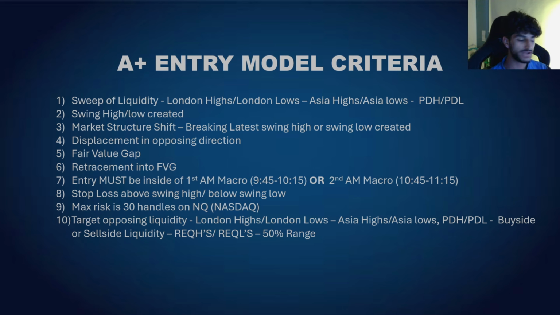And number 10 on our checklist is we're always targeting opposing liquidity, such as London highs or lows, Asia highs or Asia lows, previous day highs or previous day lows, buy side or sell side liquidity, relative equal highs or relative equal lows, or even better, equal highs or equal lows, or the 50% range, which is called the equilibrium.